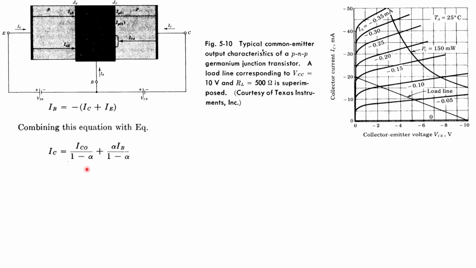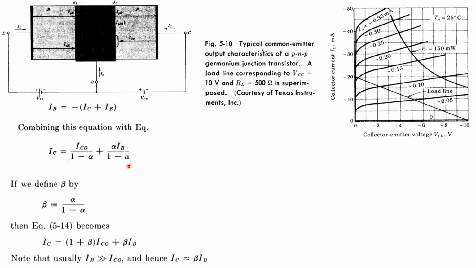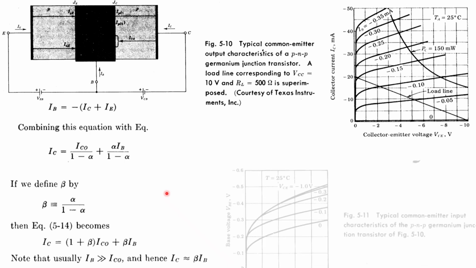IC you can find out using this equation also: ICO divided by 1 minus alpha, plus alpha IB divided by 1 minus alpha. Beta can also be written as almost equal to alpha divided by 1 minus alpha, and IC can be found as 1 plus beta ICO plus beta IB. Normally IC will be beta IB. So this equation you can also use to establish the relation between IC and IB.